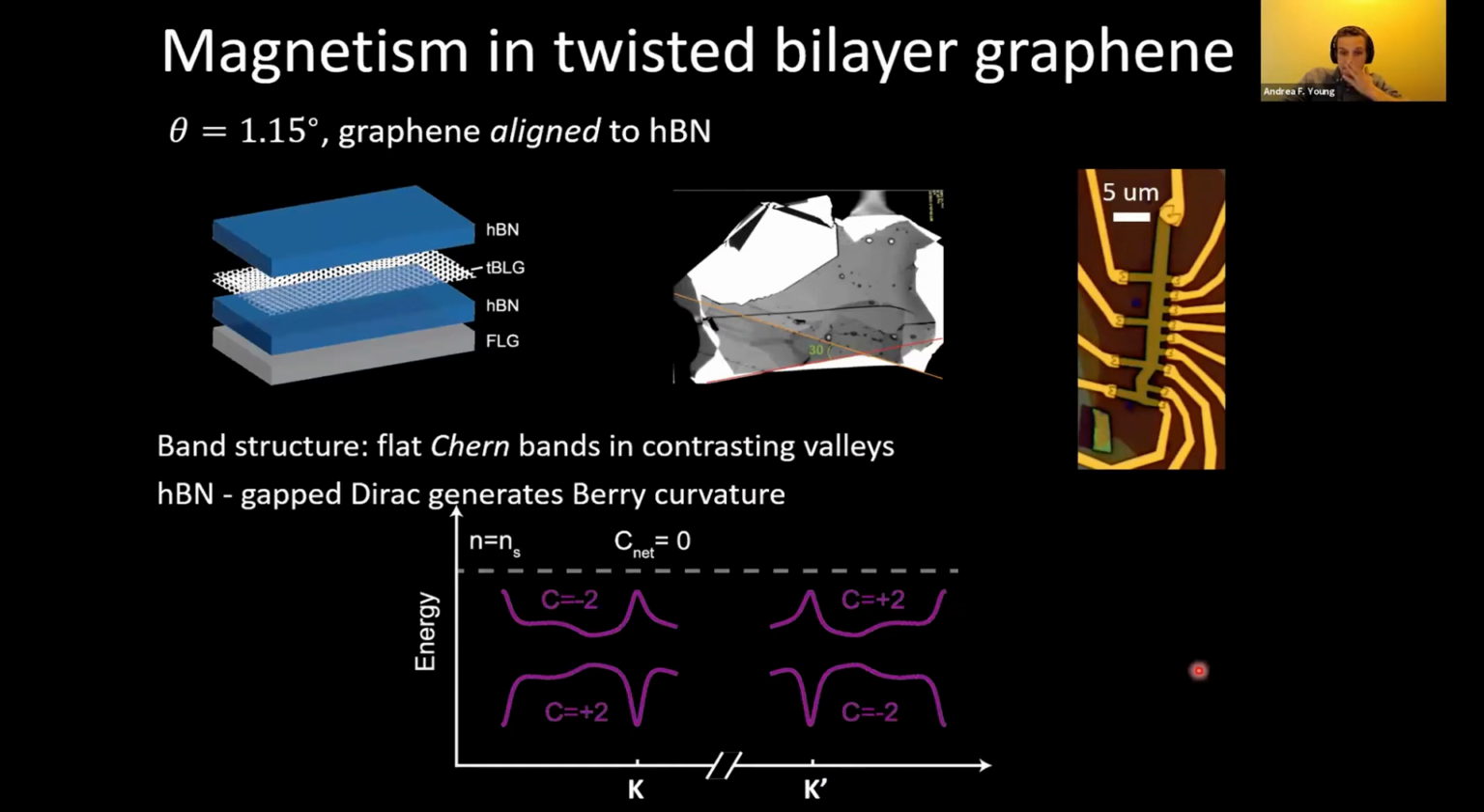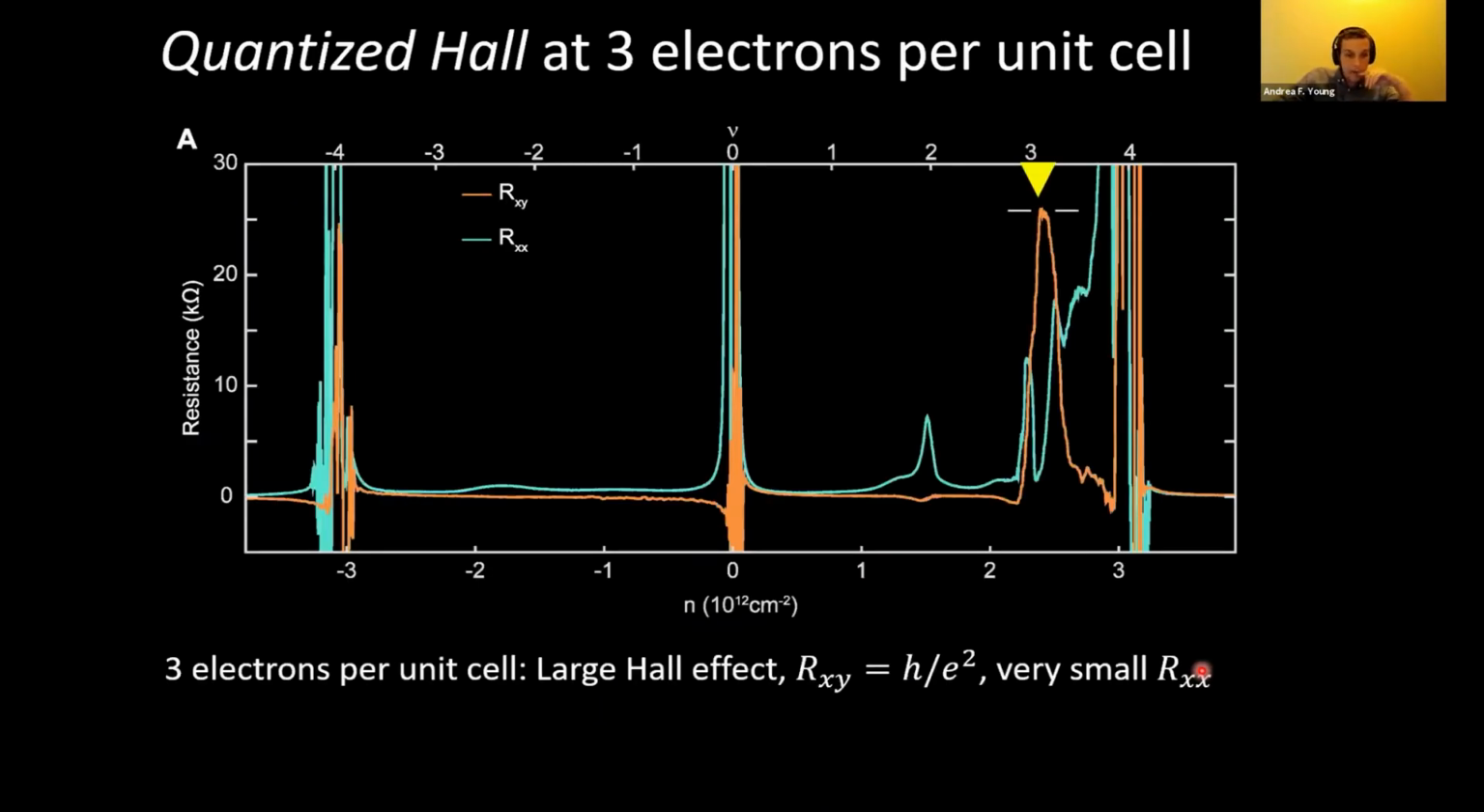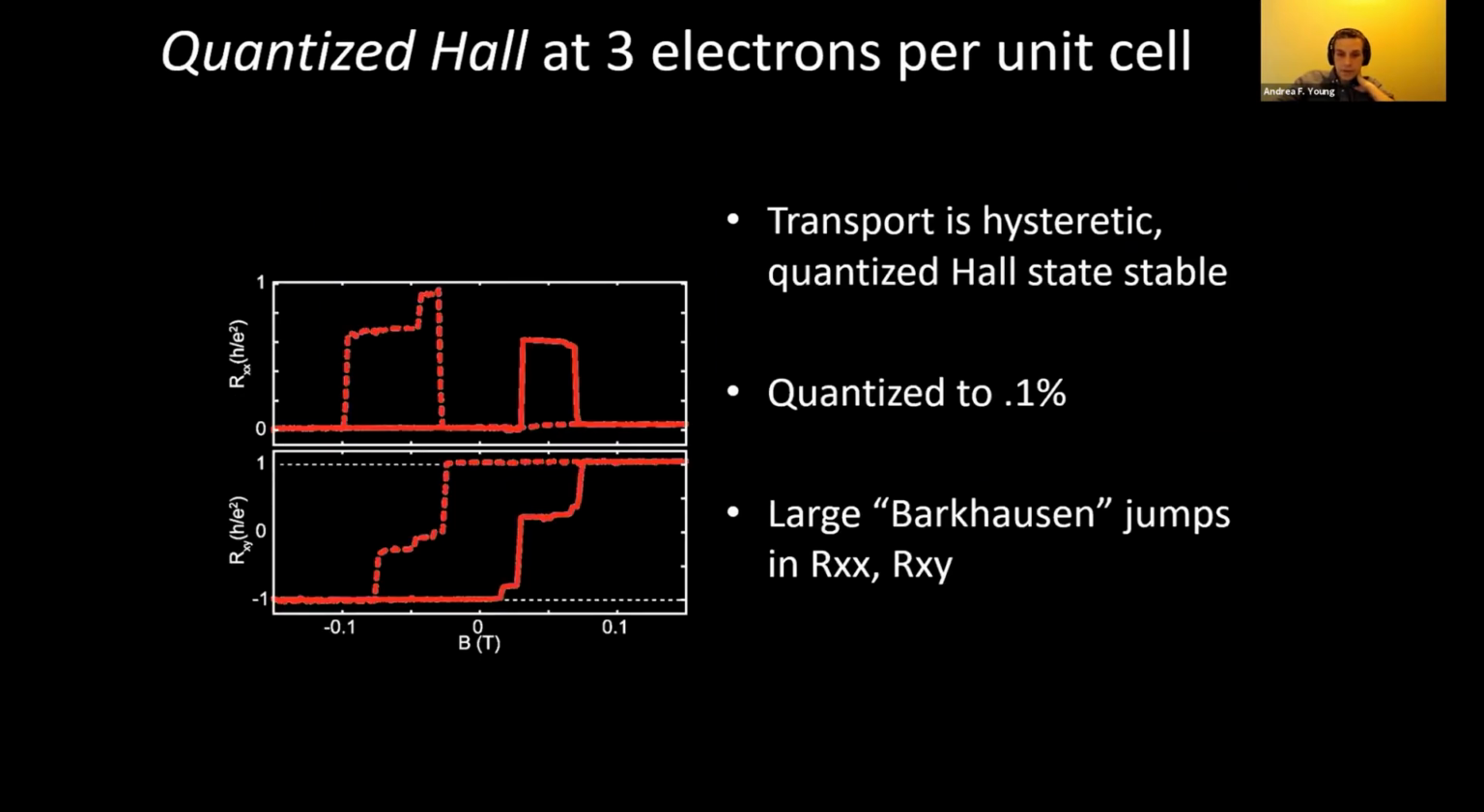And so the observation which we made is that at 3 electrons per unit cell, so what's plotted here is the resistance as a function of the charge carrier density. And I want you to focus on where this yellow arrow is, where you can see that at 3 electrons per unit cell, you have a deep minimum in the longitudinal resistance, RXX, and it's accompanied by a plateau in RXY of just around h over e squared, the conductance quantum. Okay, and it turns out that this is actually a signature of a quantized anomalous Hall state.